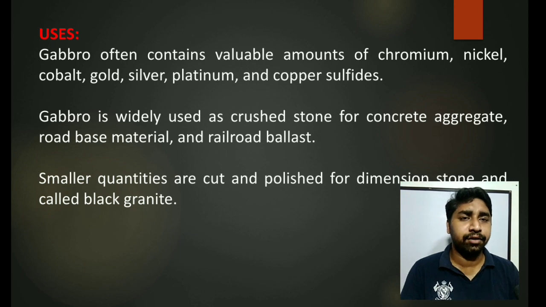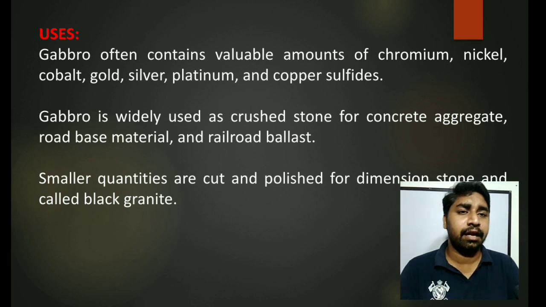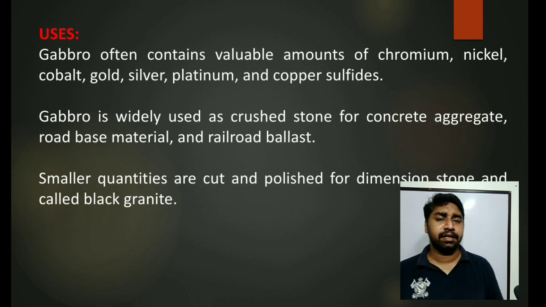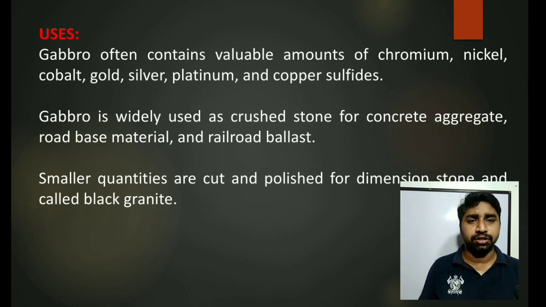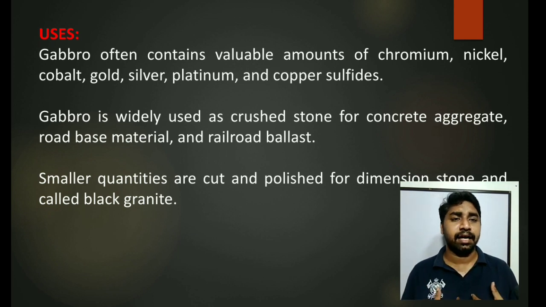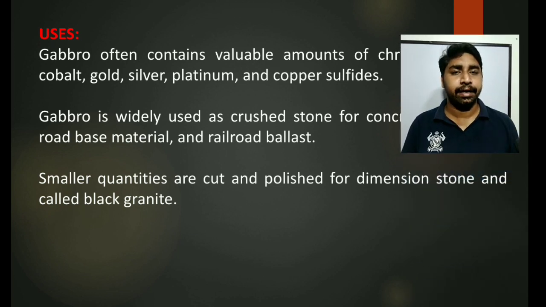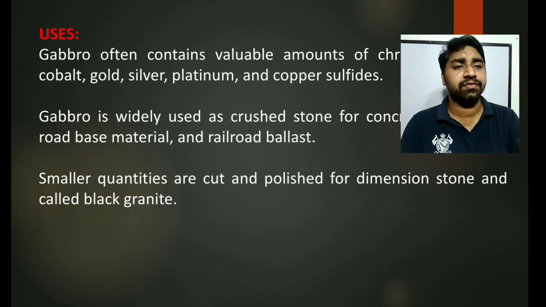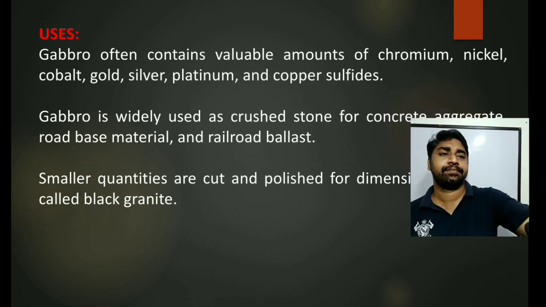Gabbro is widely used as crushed stone for coarse aggregate, road base material and railroad ballast. Mainly in road works for concrete, similarly for road bases and railway ballast, we use this gabbro. Why? Because it is more compact and has more strength. Smaller quantities are cut and polished for dimension stone and called black granite.